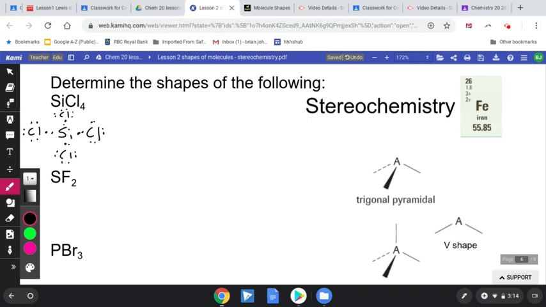So now if we're using the ACS method, when we talk about the central atom, the silicon, the central atom has 4 single bonds, or X4, no lone pairs. So you can put E0 or just AX4. So the shape associated with that is tetrahedral.